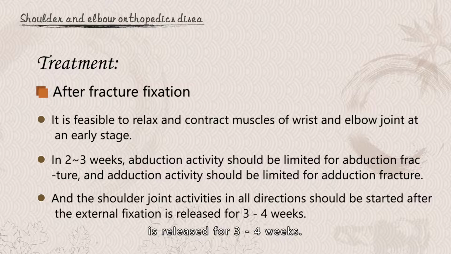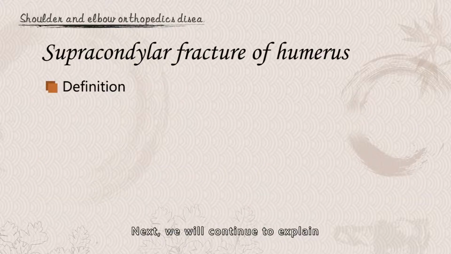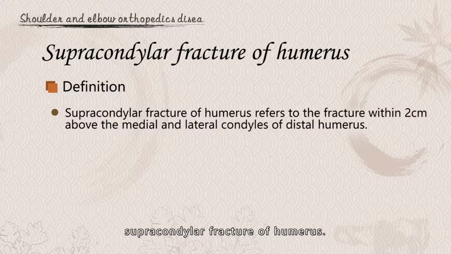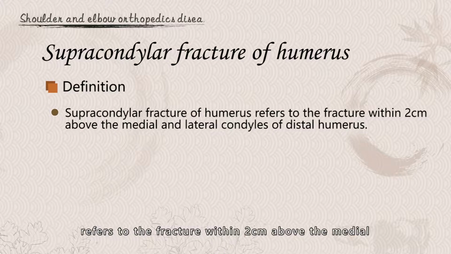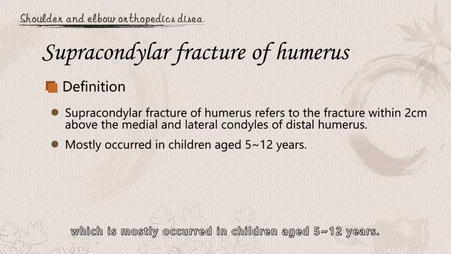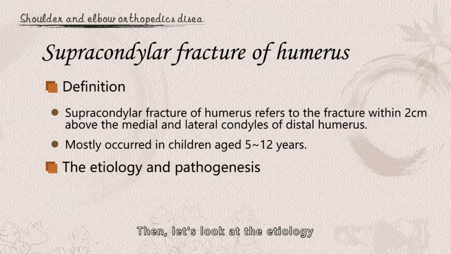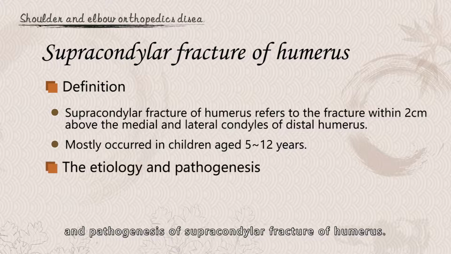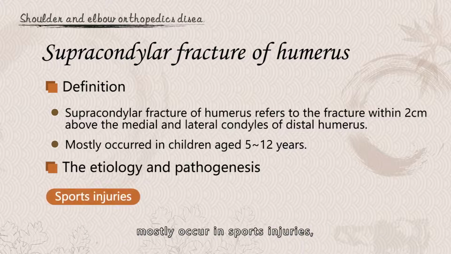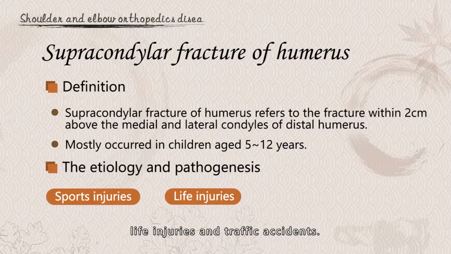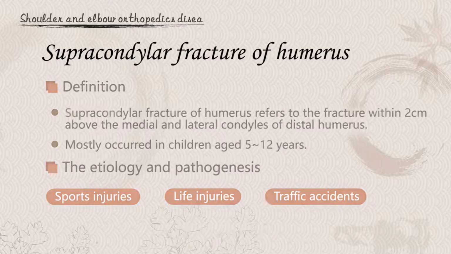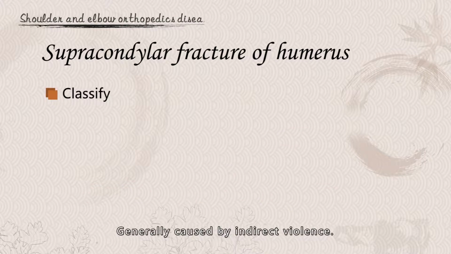The shoulder joint activities in all directions should be started after the external fixation is released for 3 or 4 weeks. Next, we will continue to explain supracondylar fracture of humerus, which refers to the fracture within 2 centimeters above the medial and lateral condyles of distal humerus, mostly occurring in children aged 5 to 12 years. Then let's look at the etiology and pathogenesis of supracondylar fracture of humerus. It mostly occurs in sports injuries, life injuries, and traffic accidents, generally caused by indirect violence.